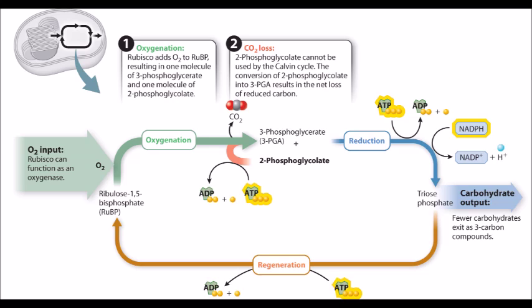ATP is used to drive reactions that convert a portion of 2-phosphoglycolate into 3-PGA, and the rest of the process occurs the same as the Calvin cycle, but less triose phosphate is produced because it's only coming from 1 3-PGA instead of 2.